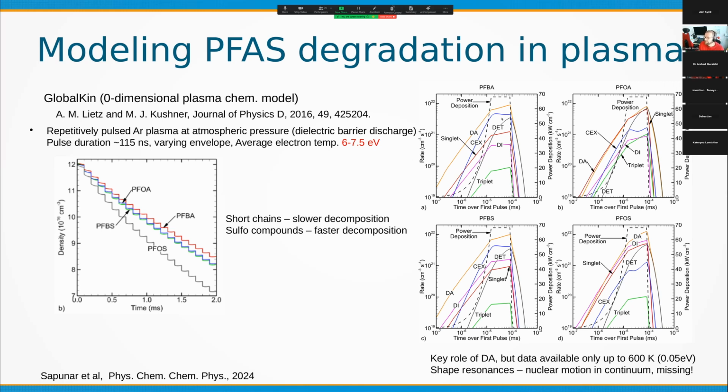So here on the right, you see the contribution of all the different processes to the fragmentation. And you see that the dominant role here is played by dissociative electron attachment, with the contribution of all the other processes varying. The contribution of excitation into singlet and triplet states actually varies quite a bit. But again, the dissociative electron attachment is the biggest contributor.